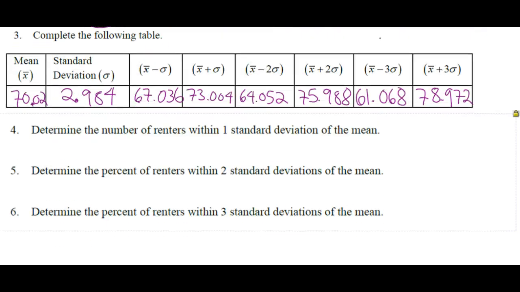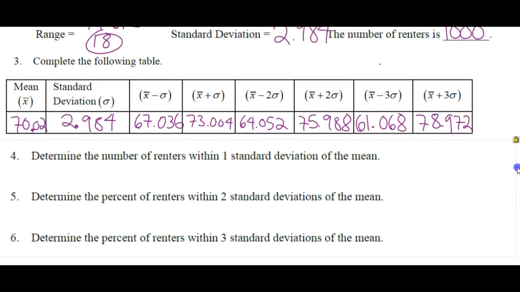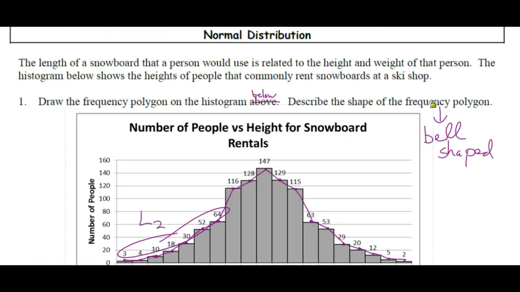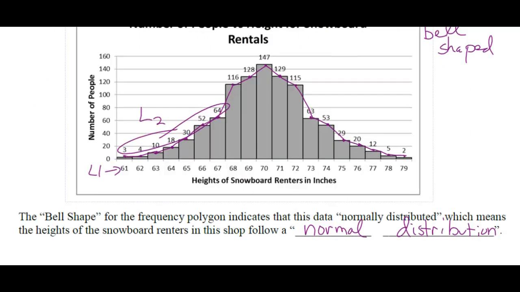So it's determine the number of renters within 1 standard deviation of the mean. So within 1, what are the number of renters from 67 to 73? Okay, so, all right, let's go back. So 67 to 73. Okay, so we can add these up. 64 plus 116 plus 128 plus 147 plus 20 plus 115 plus 63.